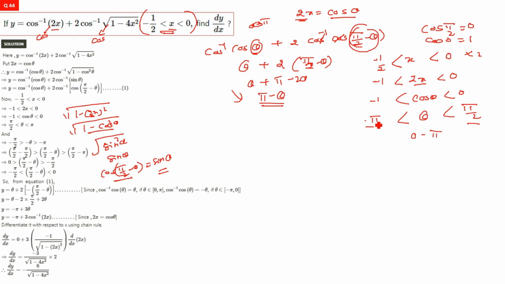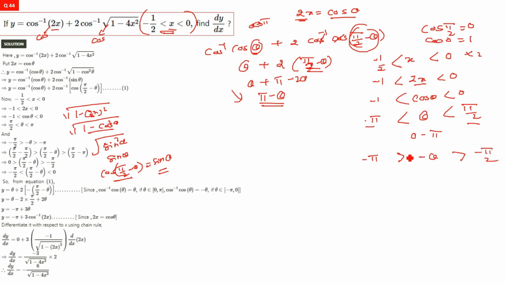So what do we get? This range is between pi and pi by 2. But we wanted the range between what? 0 to pi, and it is inside that. The pi and pi by 2 range is between 0 and pi. So don't worry about that. Now let us come to the second part. Now this is already with us.